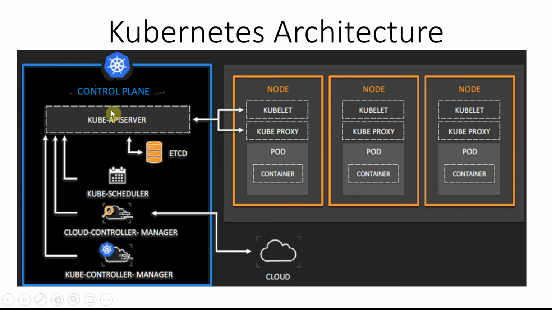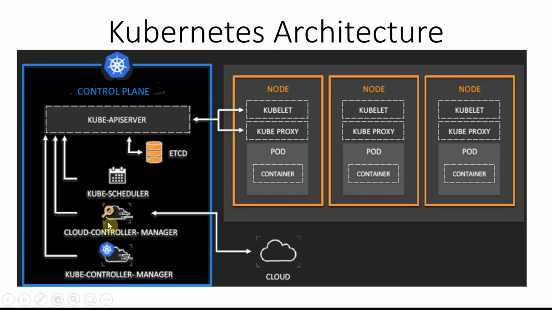It stores all the information in a database called etcd. We also looked at the kube scheduler, which gives directions to the kube API server in terms of where a particular pod has to be installed. Because there are multiple nodes, which node do we pick to install a pod? Do we pick all three, or do we pick one node? The scheduling aspect is all taken care of by the kube scheduler.